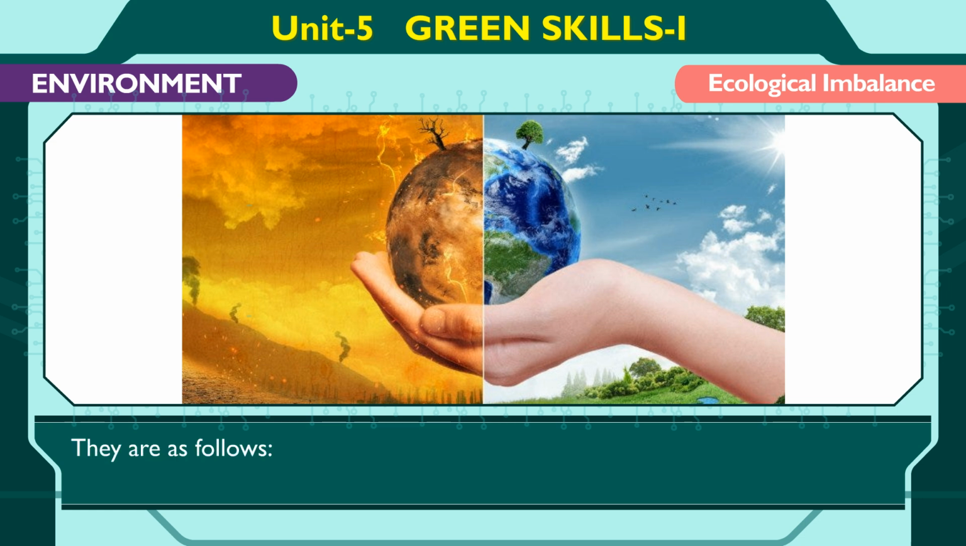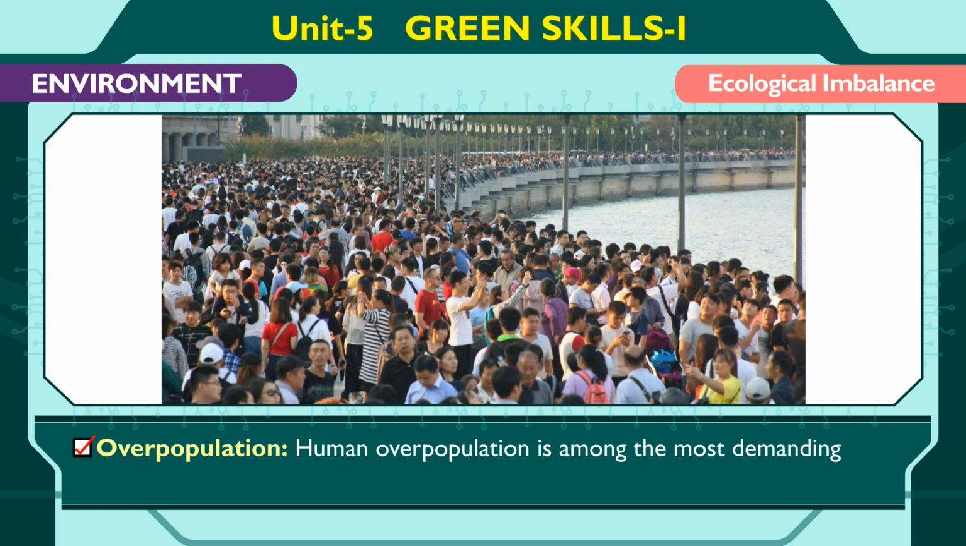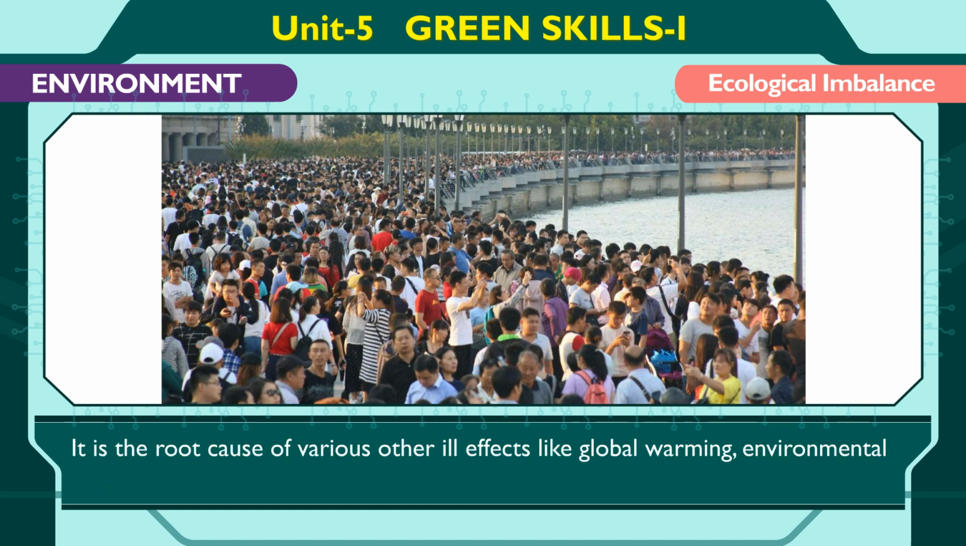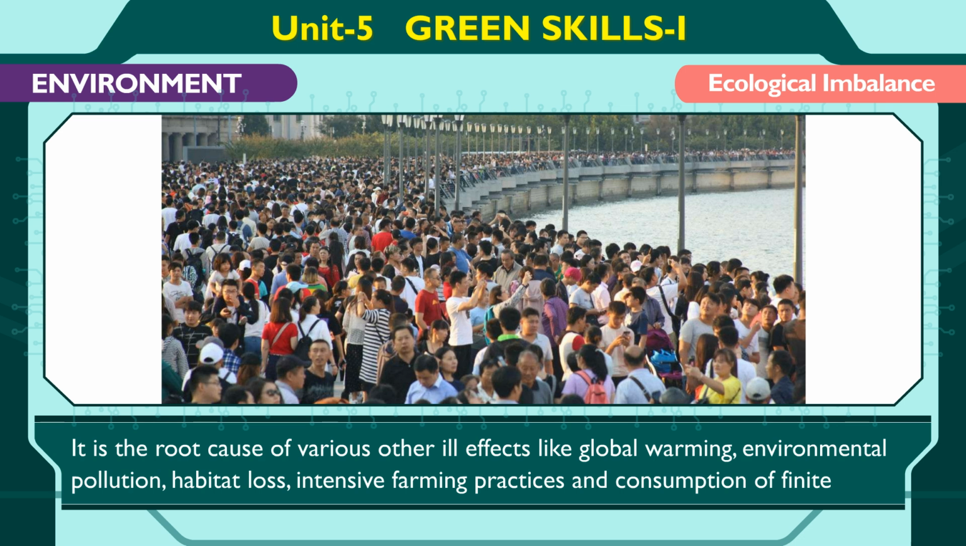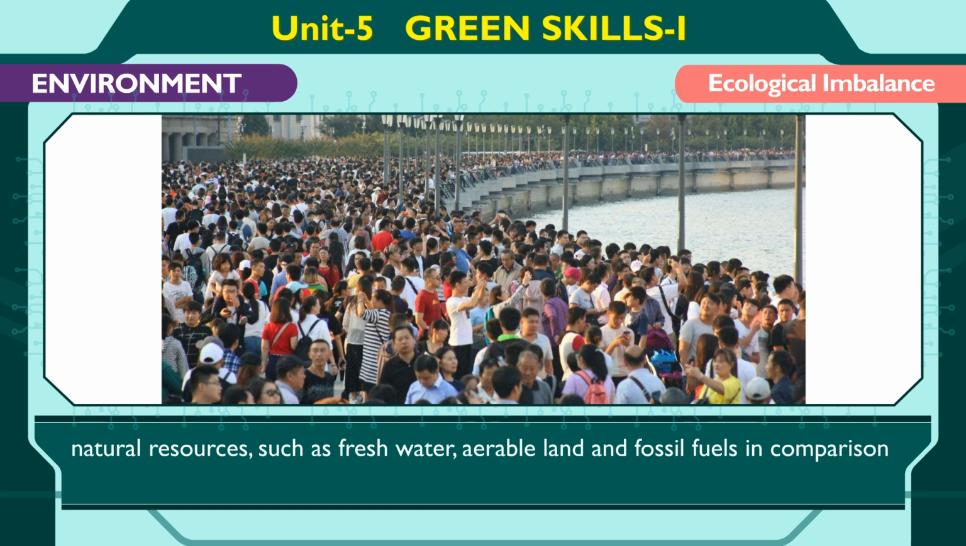They are as follows. Overpopulation. Human overpopulation is among the most demanding environmental issues. It is the root cause of various other ill effects like global warming, environmental pollution, habitat loss, intensive farming practices, and consumption of finite natural resources such as fresh water, arable land, and fossil fuels in comparison to their rate of generation.